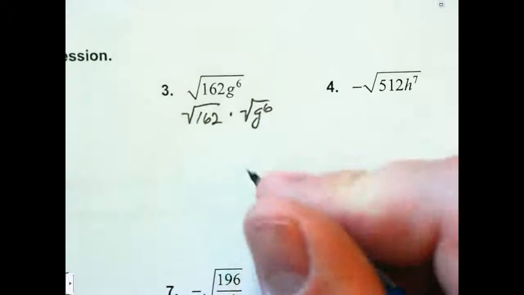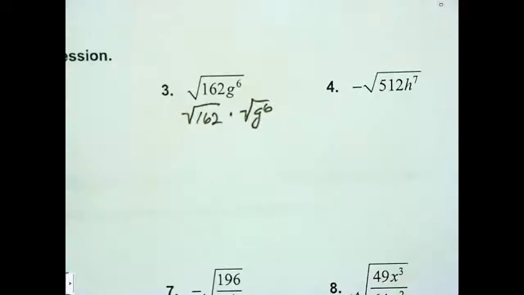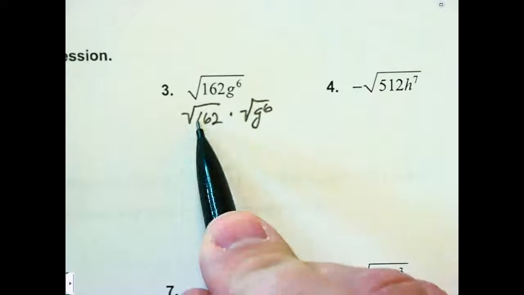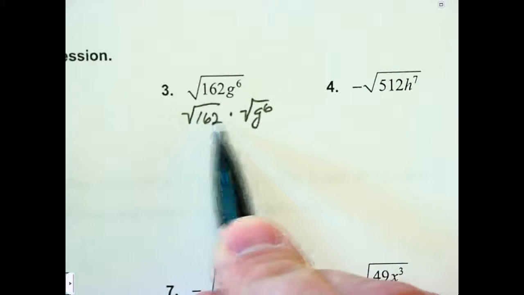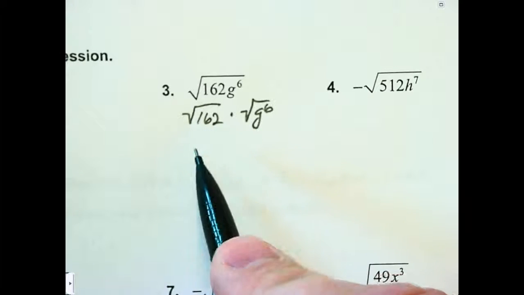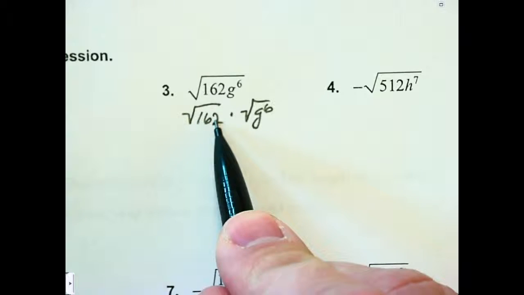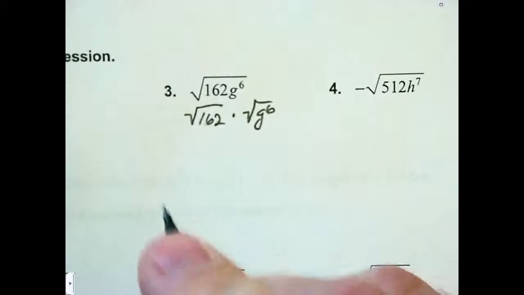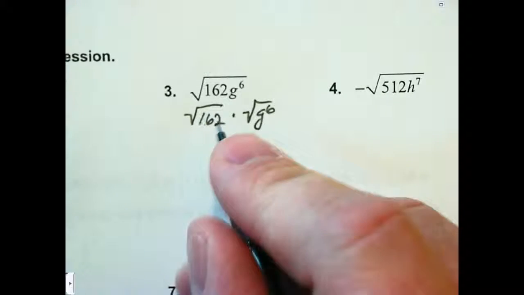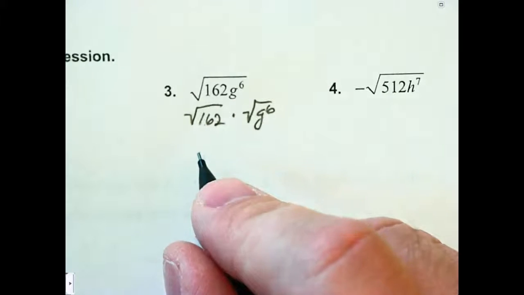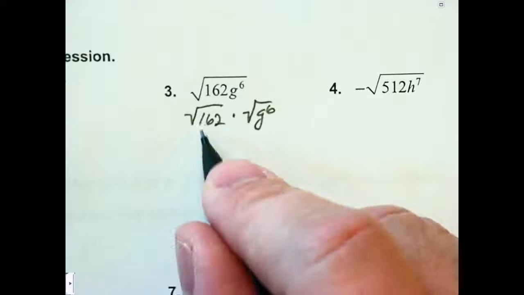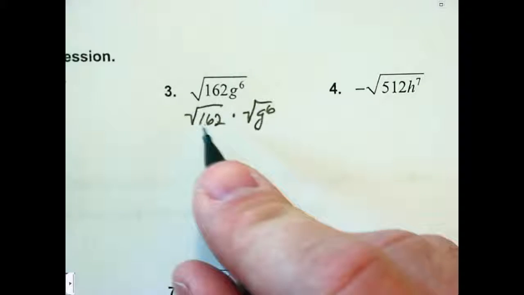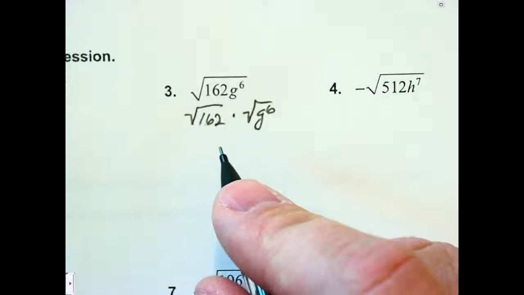Does 9 go into it? Yep. And if you want to know the rule for 9, if you take 1 plus 6 plus 2, add all the digits up. If 9 goes into the number you get, 1 plus 6 plus 2 happens to be 9, and 9 goes into 9. Therefore, 9 will go into 162. All numbers that 9 goes into add up to a multiple of 9.